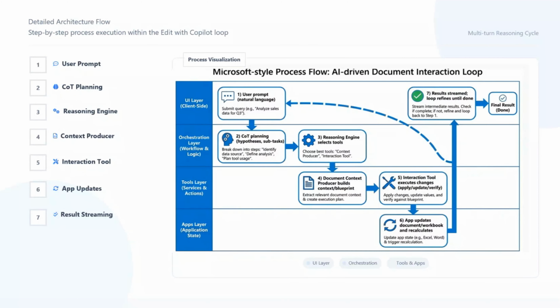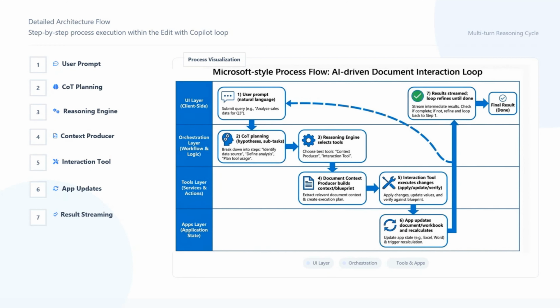Now let's dive a little deeper and understand what happens behind the scene when Edit with Copilot execute a task. The important thing to understand is that the system doesn't simply respond once and stop. Instead, it thinks, acts, verifies, and improves continuously until the desired task is completed. That continuous cycle is what we call Edit with Copilot reasoning loop. For example, if a user gives a simple instruction, like create a sales summary and build a chart, the response may look instant, but internally the system goes through 7 structured steps.